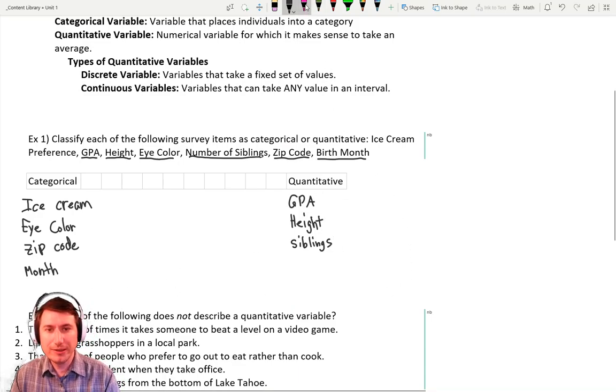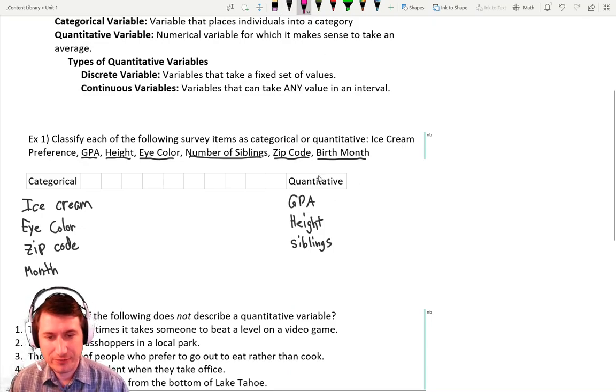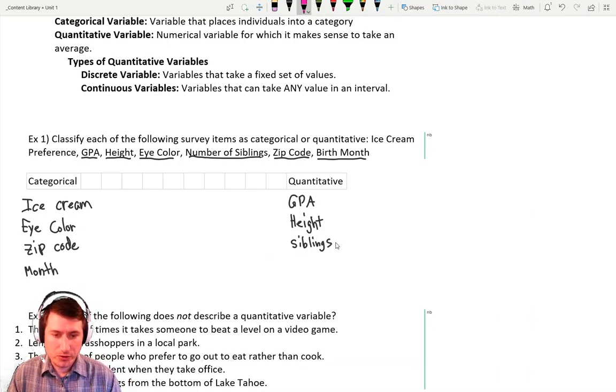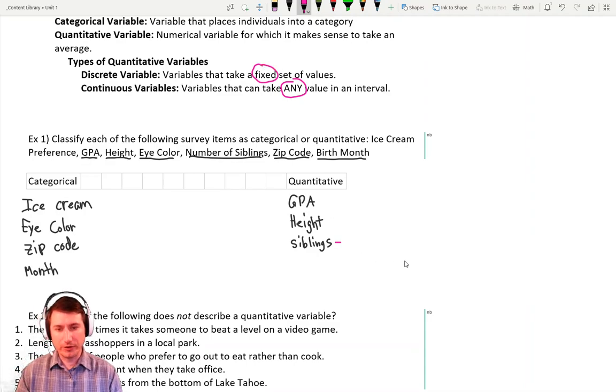All right, we got to go a little bit further because our quantitative variables can be broken down even further. Are they continuous or are they discrete? So siblings, can it take any value, or does it have to take a fixed set of values? Siblings, you can only have 0, 1, 2, 3, or 4, or more, but you could never have 2.3. So this is definitely a discrete variable.